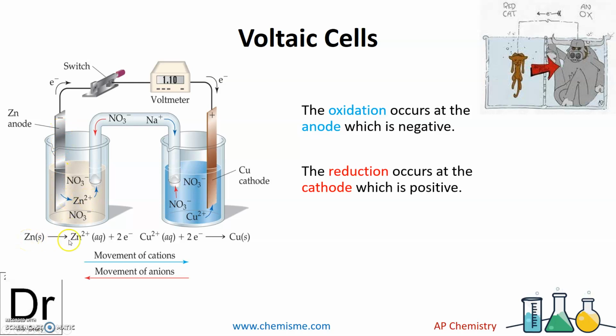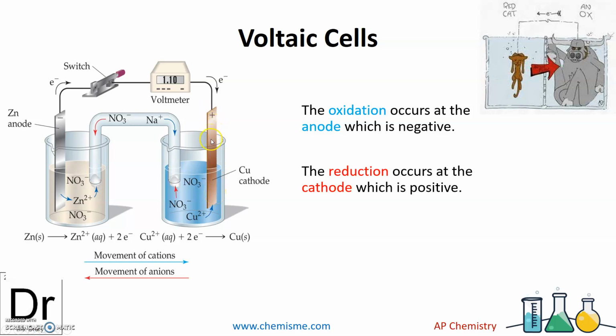The zinc atom forming an ion is an oxidation where it loses its electrons, right? Oxidation means the charge goes up, and LEO says lose electrons. The electrons go up through a switch through the voltmeter, which registers how many electrons are going through to tell you the voltage of the cell. And then they deposit themselves on the copper cathode.